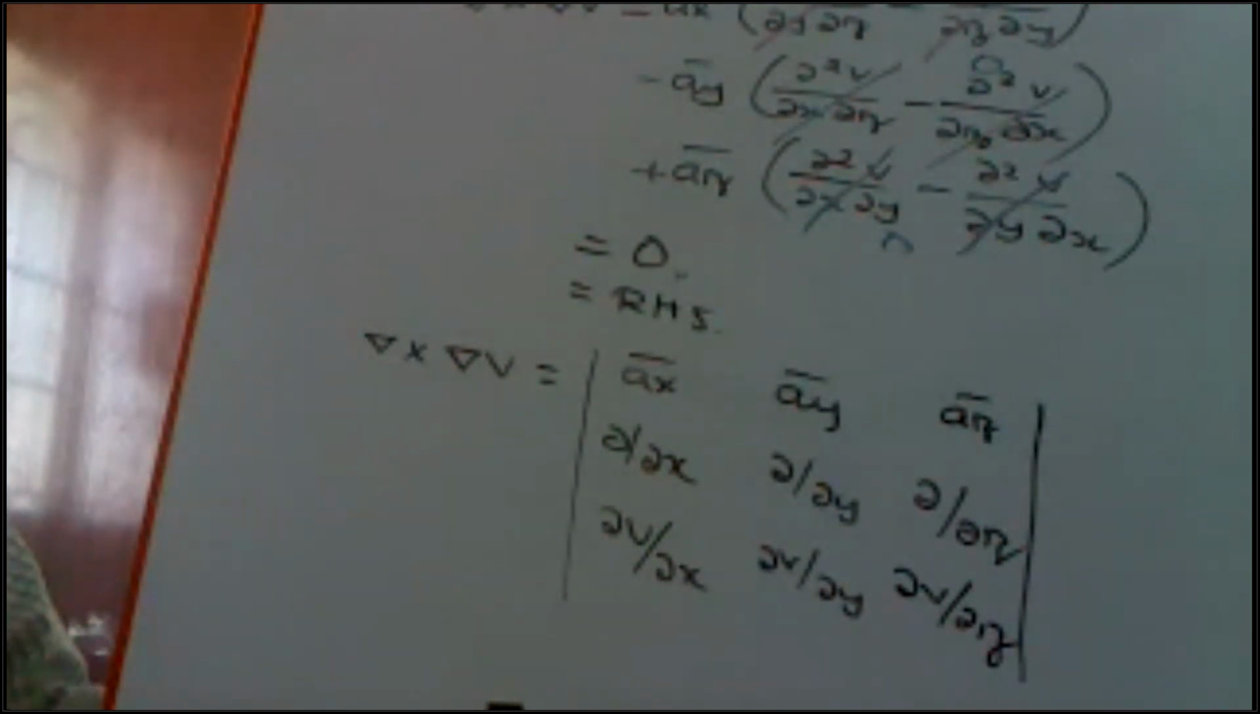Any doubts? So the 8th problem is having two halves. In the first half we have to prove the given vector to be irrotational. That method you know, so try to complete that half before coming to the next class. How to find the scalar potential from that particular vector, we will see in the next class.